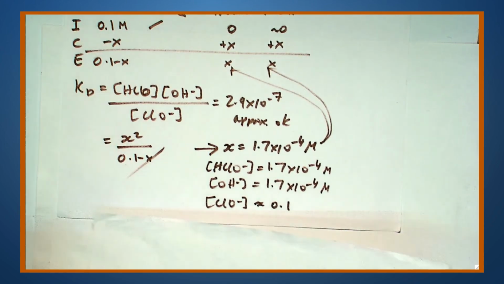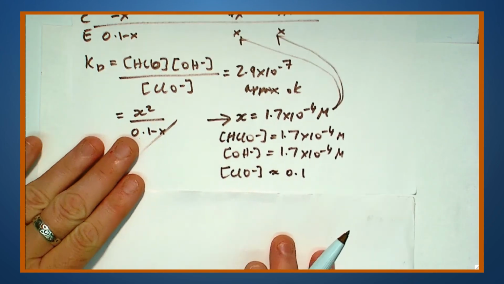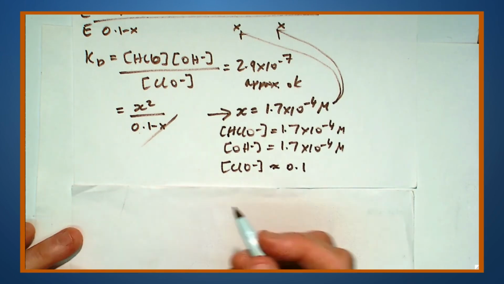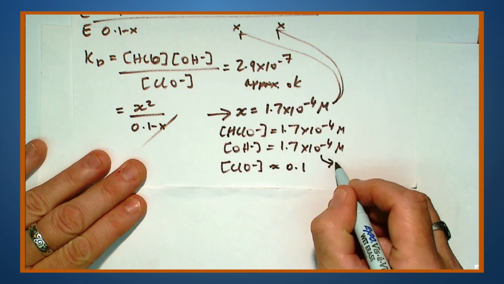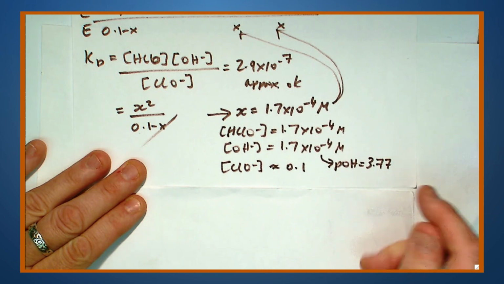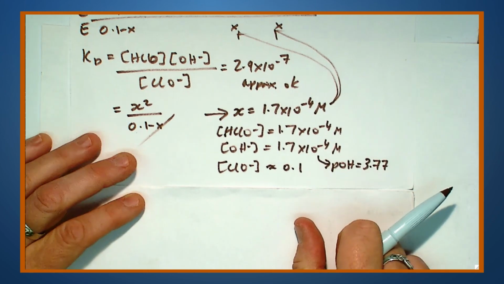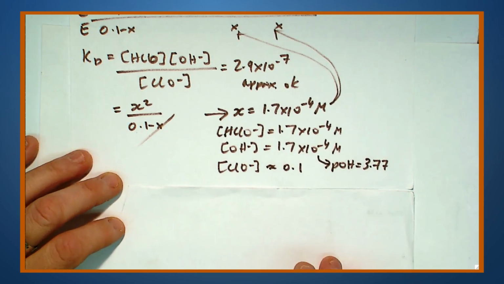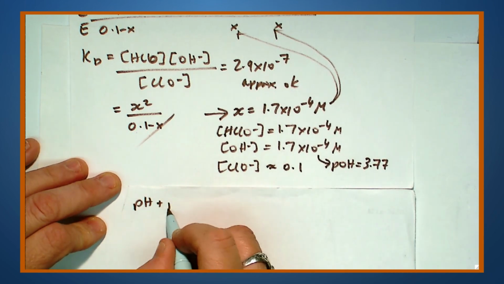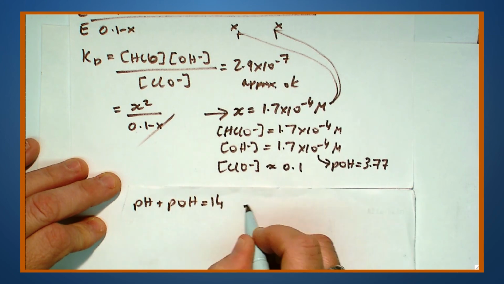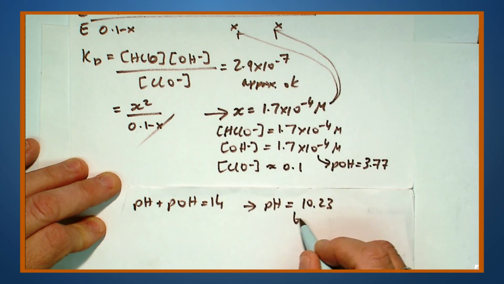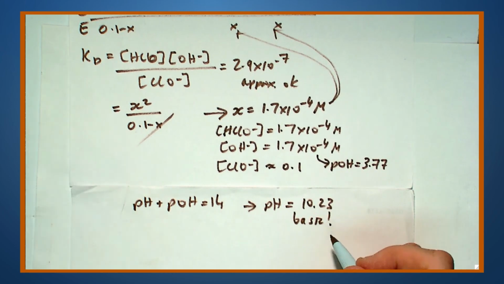Some of them are pretty quick. If we've got all that information, the first thing we can do is pOH. Our pOH comes out to be 3.77. Now, remember this is pOH, not pH, so it should be less than 7. Then we can use pH plus pOH equals 14, and that gives us that the pH is equal to 10.23, basic. So why is it basic?